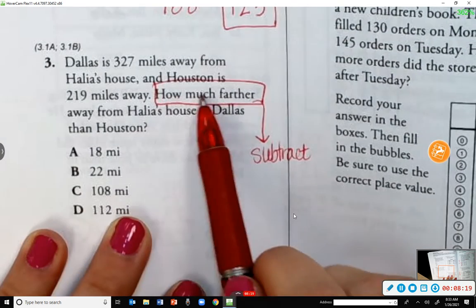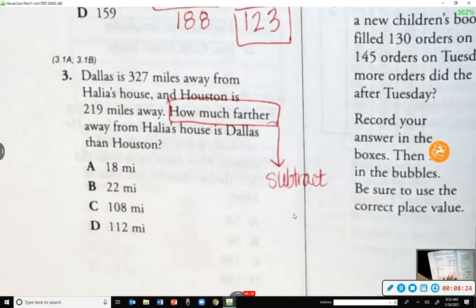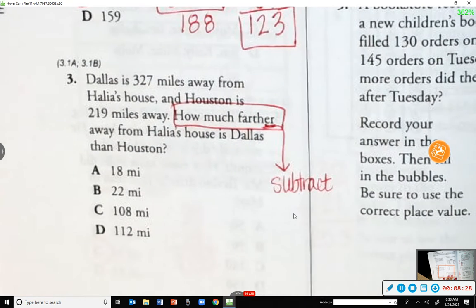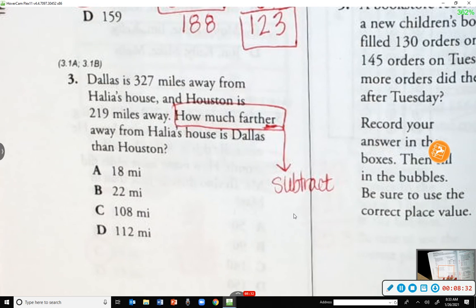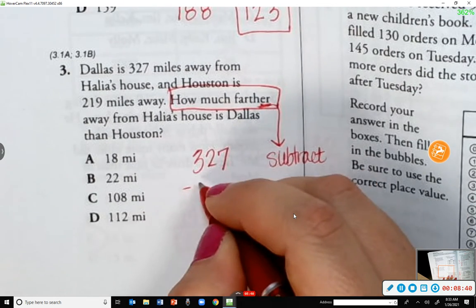If it says how much farther, how much bigger, how much taller, how much anything ending in an ER, you are always going to subtract. Okay? Now I need to subtract Dallas and Houston, right? 327 needs to go on top because it's the bigger number.